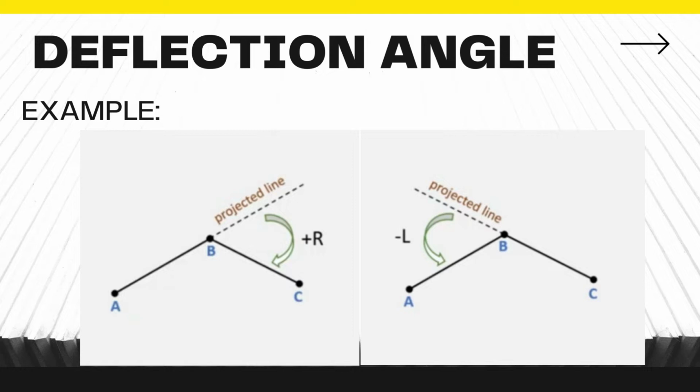For the other example, this is a negative deflection since the projected line comes from the right, so it means it moves counterclockwise. Our deflection angle here is determined by measuring the angle from the line projected by line CB towards line AB. And please note that deflection angles will always be less than 180 degrees.